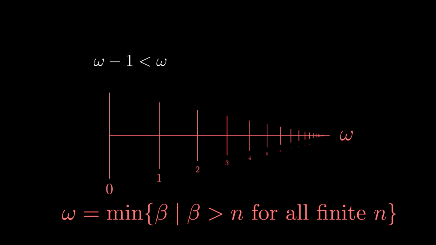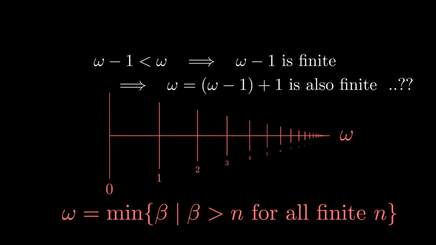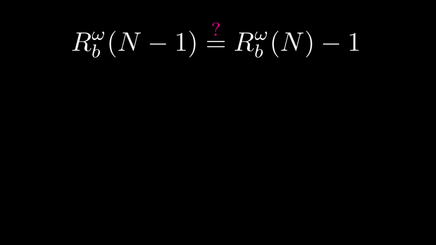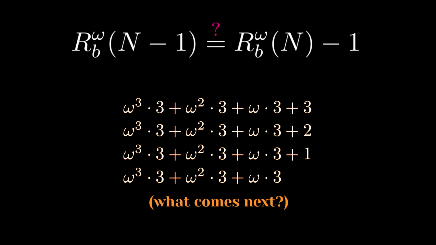However, by definition, omega is the smallest ordinal larger than everything finite. Therefore, omega minus 1 would have to be finite, but this would make omega 1 larger than a finite number, and therefore finite itself. But that makes no sense. Therefore, we conclude that omega minus 1 just doesn't make sense. So if we can't subtract 1 from Rb omega of n, then how do we predict the next ordinal?